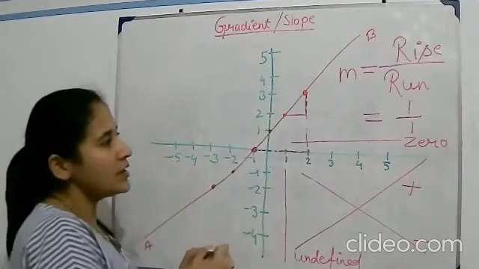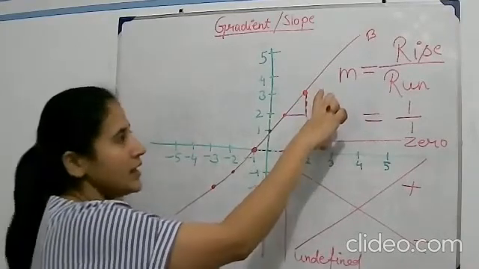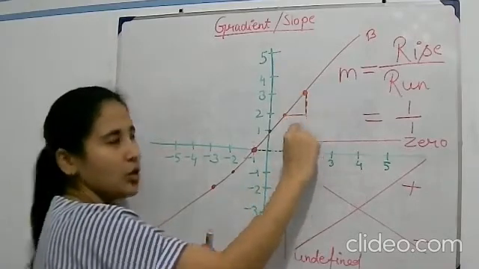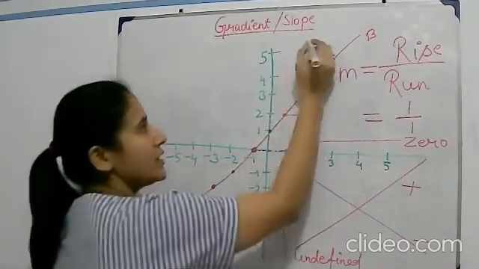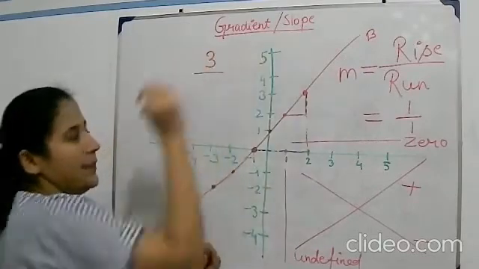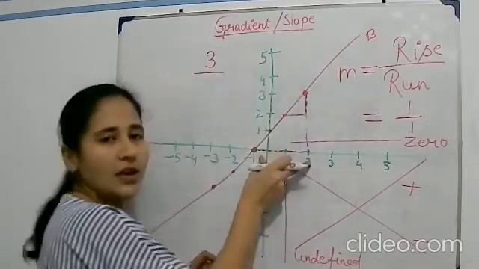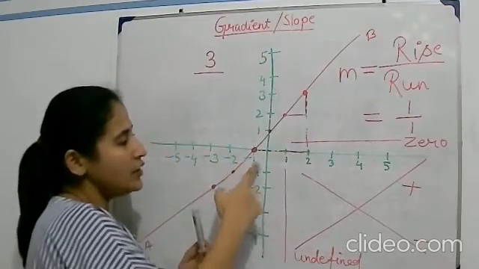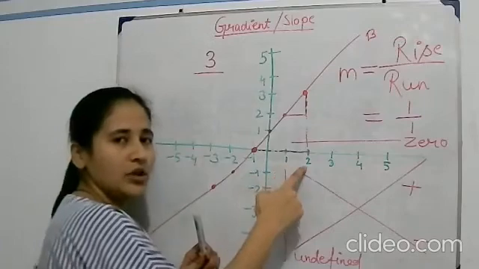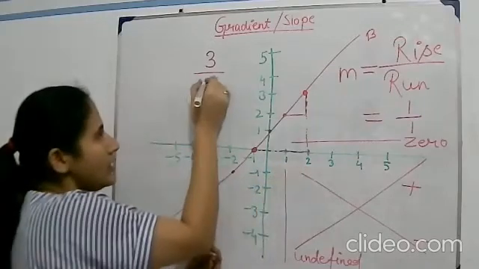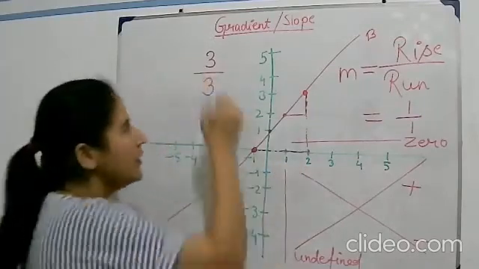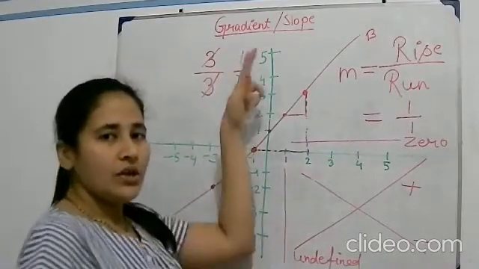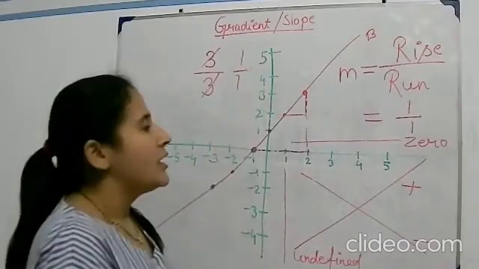and see what is the change in the vertical axis. What is the rise? 2 to 3, 2 to 1 and 1 to 0. That means the value of rise is 3. Now check what is the change in run. -1 to 0, 0 to 1 and 1 to 2. So run is also 3. So again here the ratio is 1 by 1.